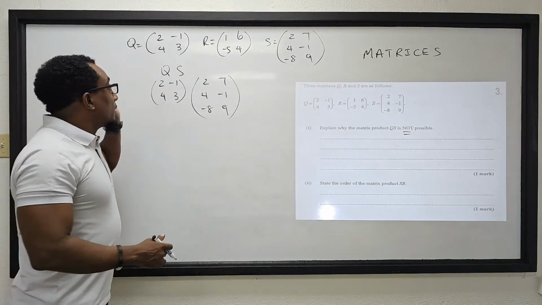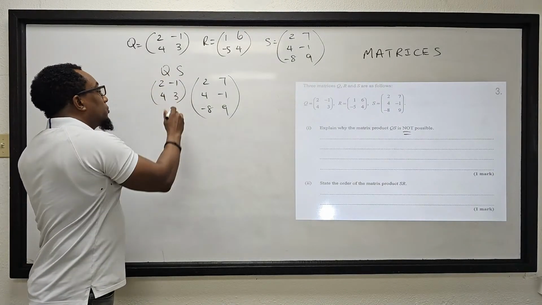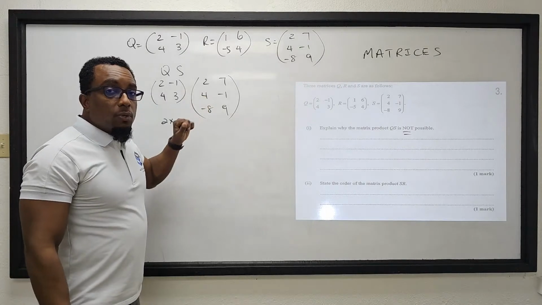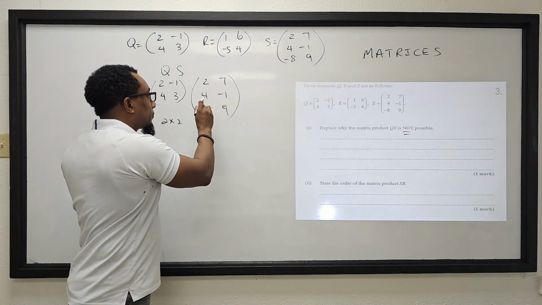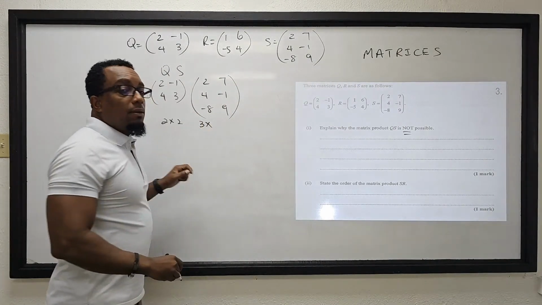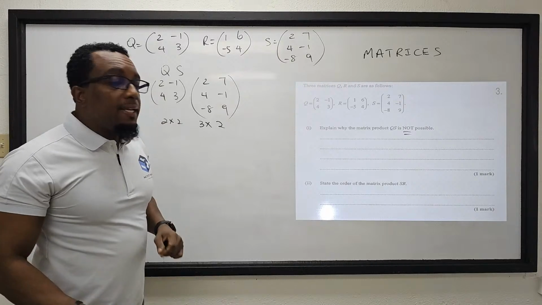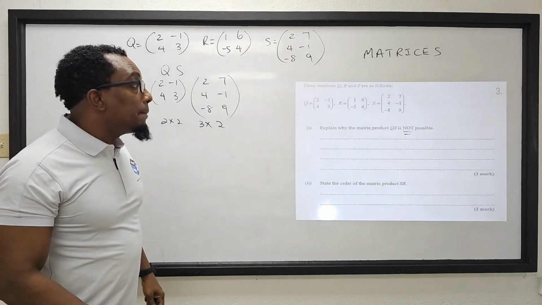Check the orders. The order of this matrix will be 2 rows running horizontally, 2 columns running vertically, 2 by 2. The order of this matrix will be 3 rows running horizontally, and how many columns running vertically? 2. So clearly the two inner numbers are not the same. So they are not compatible.